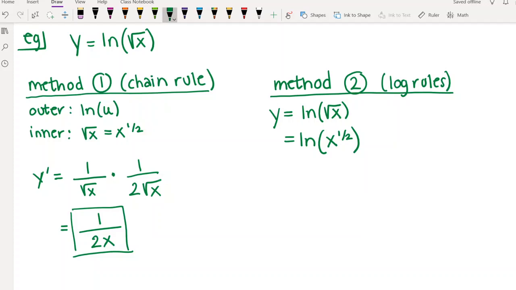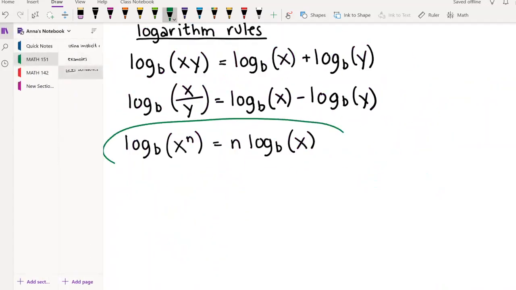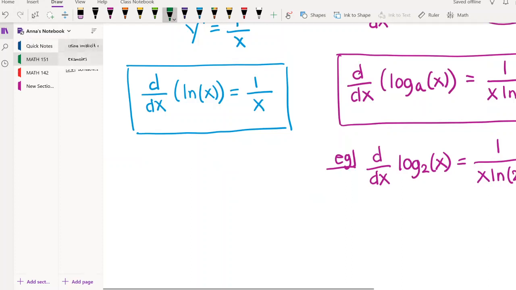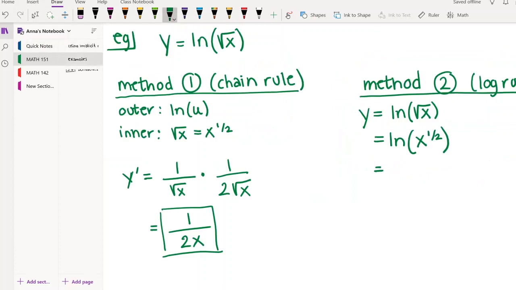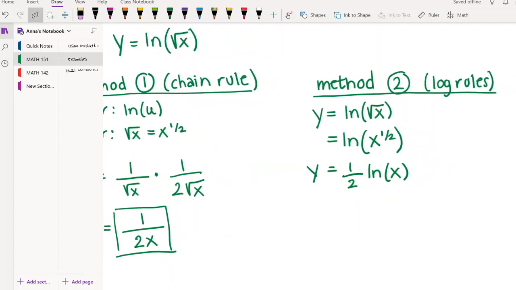Then there's a logarithm rule, the one that I was actually just talking about. So this one here. If you're taking a logarithm of x to a power, you're allowed to bring that power down out front. So in this case, it would be the same thing as 1/2 times ln of x. So our original function can also be written as y is equal to 1/2 times ln of x.